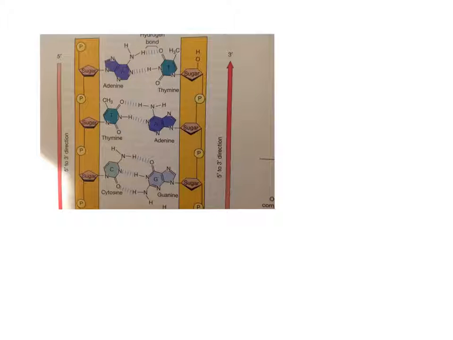I pulled this image from Arms and Camp 4th edition, and you can see the structure of the DNA and how it's built. So if you look over here, you will see your sugar, your phosphate, and adenine here is your nitrogenous base. And over on the other side, you have thymine, which is hydrogen bonded to the adenine, and then the sugar and the phosphate.